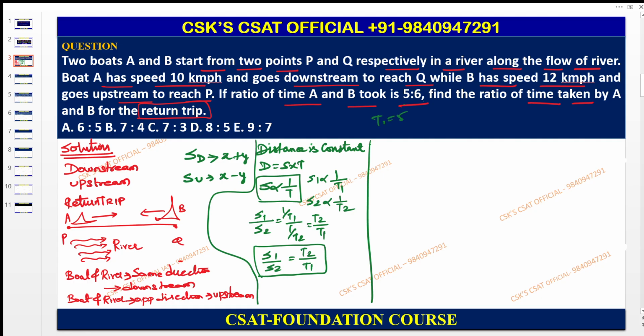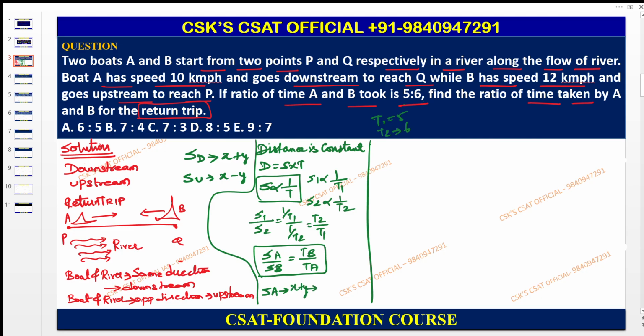Now what has been provided here, 5:6, the ratio of the time of A and B. So T1 is provided as 5, T2 is provided as 6. Instead of A and B, I am just marking them here as 1 and 2, for your convenience only. Or else if you want, you can take these as A and these as B. That is also completely fine. Now SA is nothing but the downstream speed, because it is moving in the same direction as the river. Then x plus y.